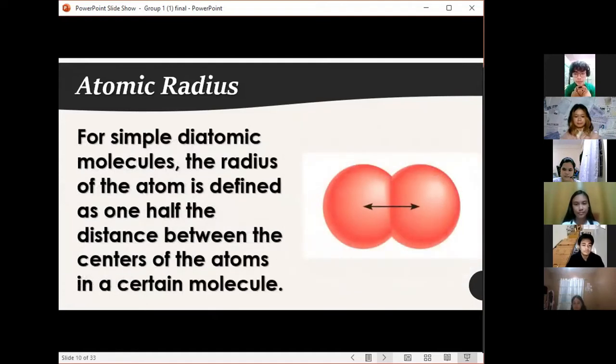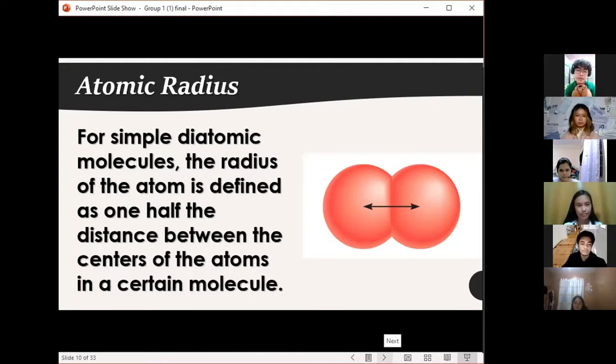For elements that exist as diatomic molecules, in the example, we have the hydrogen gas, or H2. The atomic radius is one half the distance between the nuclei of the two atoms in a particular molecule. Other examples of diatomic molecules are nitrogen gas, chlorine gas, oxygen gas, iodine gas, and bromine gas. And another, which is a simple compound, is carbon monoxide, and many more.